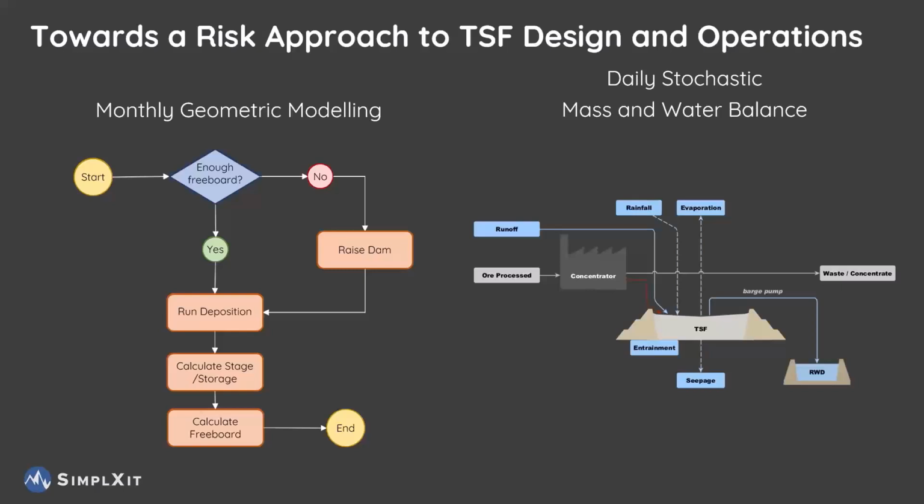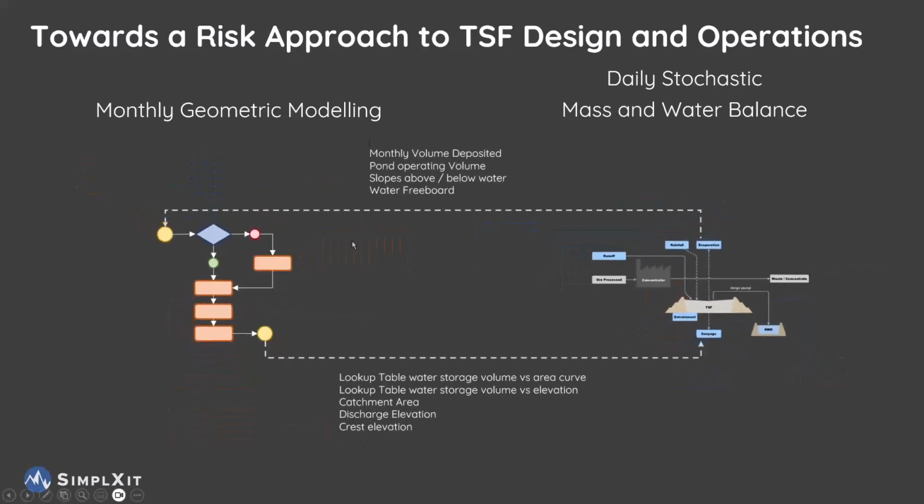For Muk3D, every month we will get the data from GoldSim and we'll assess, well, is there enough freeboard? If there's not enough freeboard, then we'll raise the dam. And if there's enough freeboard, we'll just run the deposition, and then we'll calculate the state storage curves so that information can be fed back into the water balance, so that it can recalculate the catchments and the areas for the rainfall and evaporation. So that's how it's going to happen.